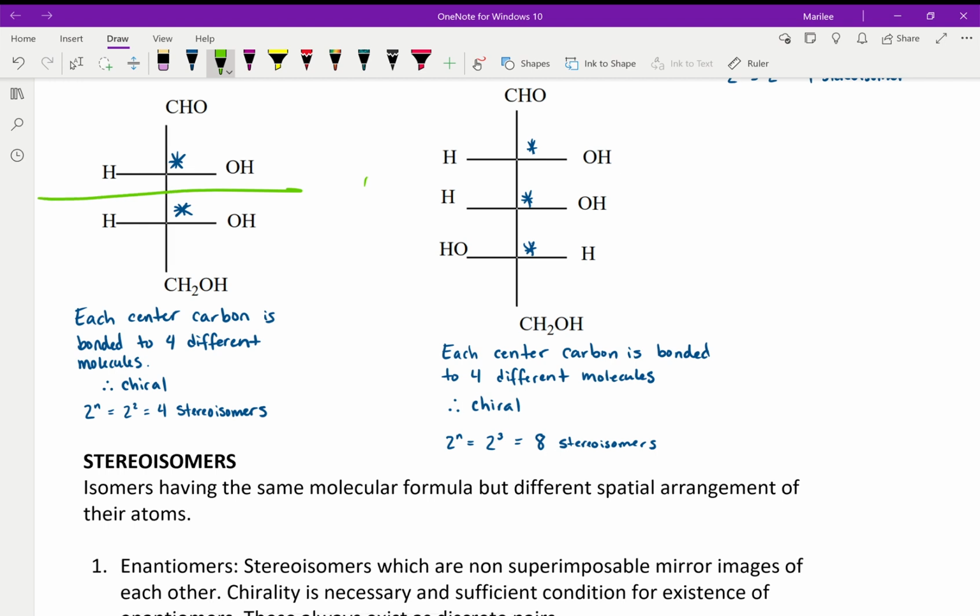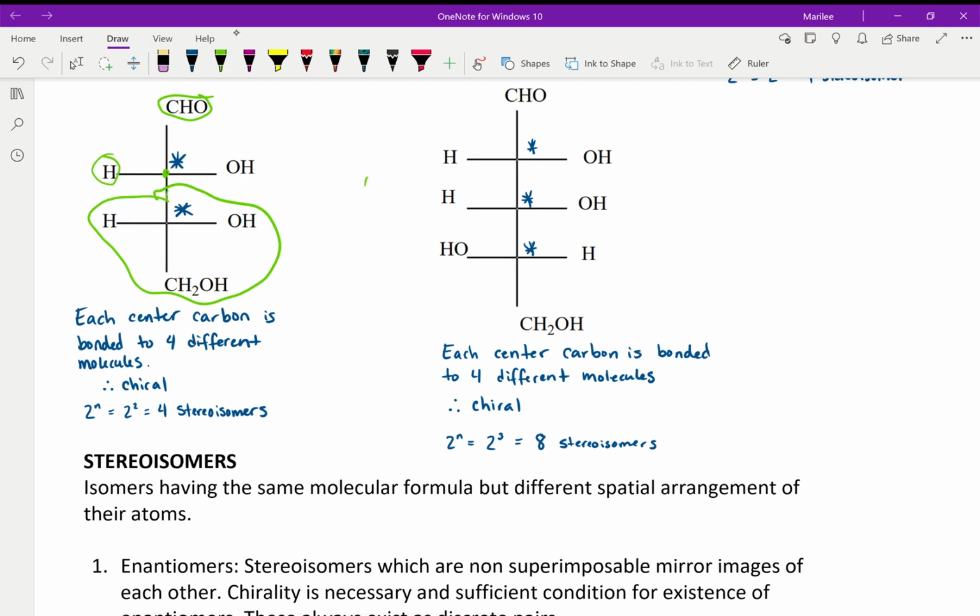Okay, there you go. So, we have this center carbon here, right, is bonded to a CHO, bonded to an OH, bonded to an H, and then it's bonded to this whole bottom piece. Since each of these groups are different, that's where I get the first asterisk from. Okay, so then I do the same thing for the bottom half.